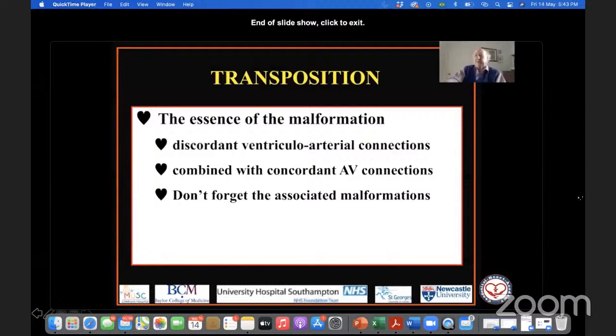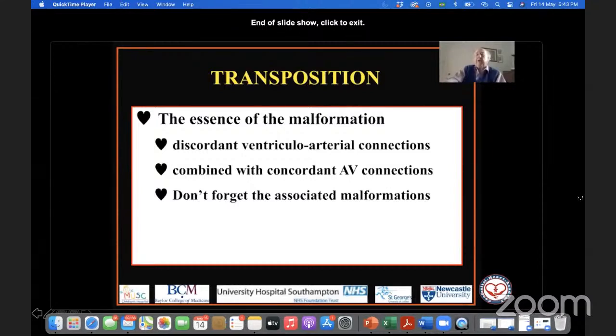And of these, the most significant are a ventricular septal defect, obstruction of the left ventricular outflow tract. But remember, anything that can occur at some time will occur, and so you have to be ready for it. And in that respect, we've shown you a very nice example with juxtaposition of the atrial appendages.